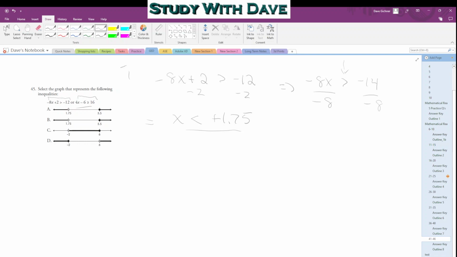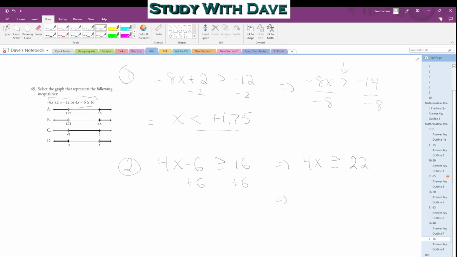All right, so let's go to the second one. So this is the first inequality, and this is the second one. 4x minus 6 greater than or equal to 16. All right, so what are we going to do first? We're going to add 6 to both sides. So that's going to be 4x greater than or equal to 16 plus 6, which is 22.